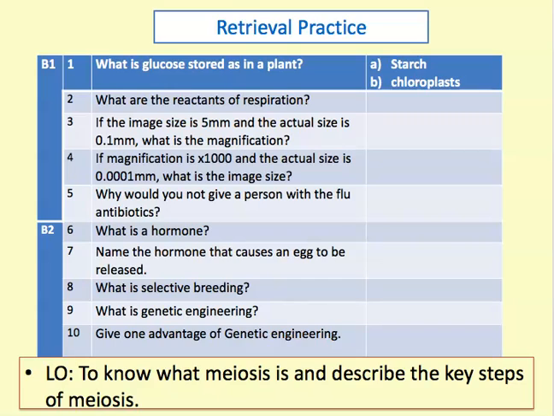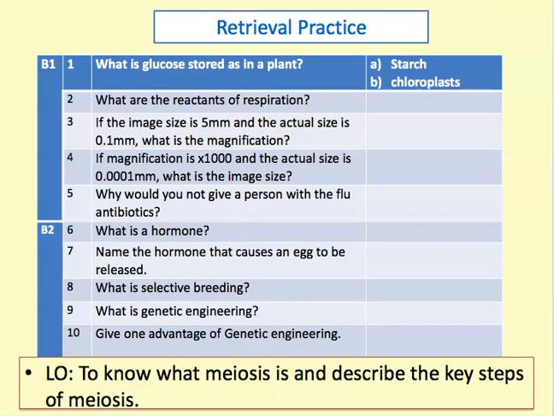Number 5, why would you not give a person with the flu antibiotics? You definitely wouldn't, because the flu is a virus and antibiotics are given for bacterial infections. Okay, learning from September then. What is a hormone? Easiest definition is a chemical messenger.